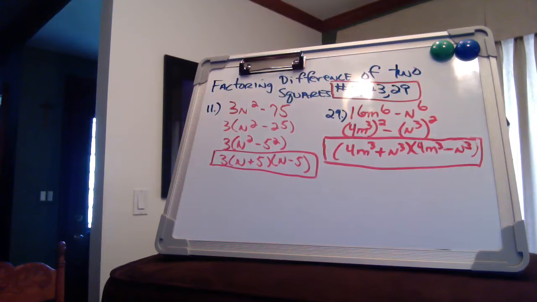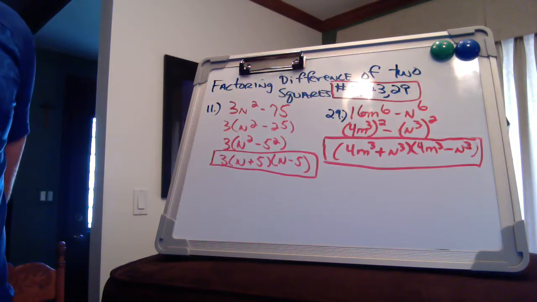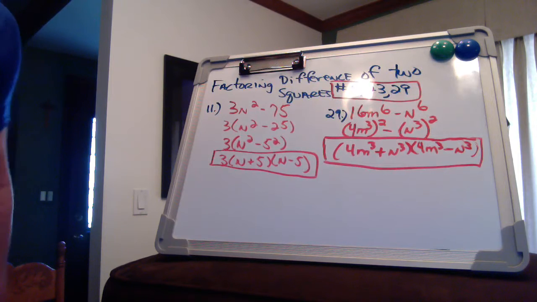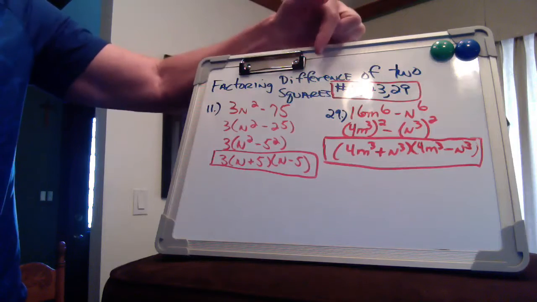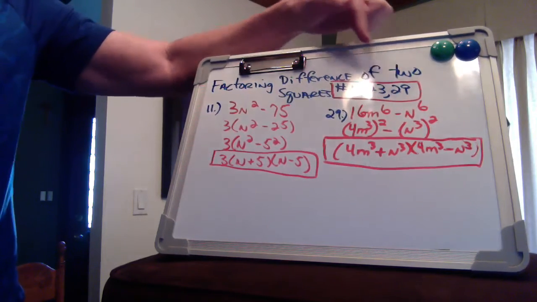I did some examples of factoring difference of two squares and some difference of two cubes. So in this video I want to do some more examples from your worksheet. The worksheet I'm talking about is factoring the difference of two squares, and I want to go over the work for 11, 23, and 29.